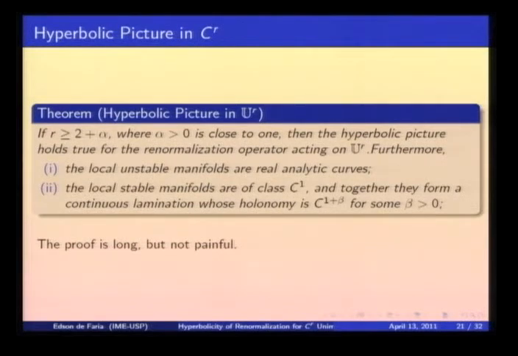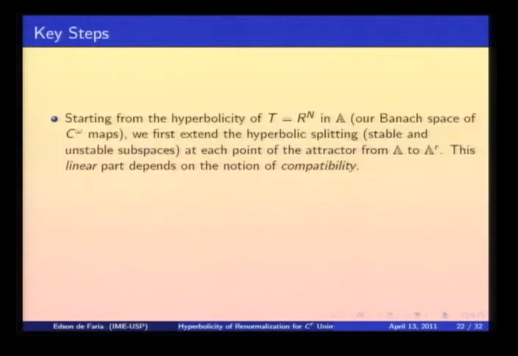And this is my silly attempt at being funny here, okay? The proof is long, but not painful. I should have written, the proof is long, but not too painful. It's kind of painful, okay? This is by contrast with something you'll see next.